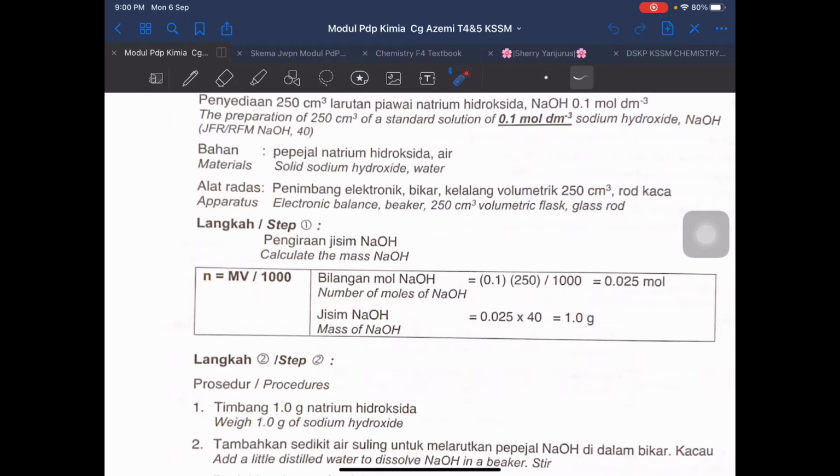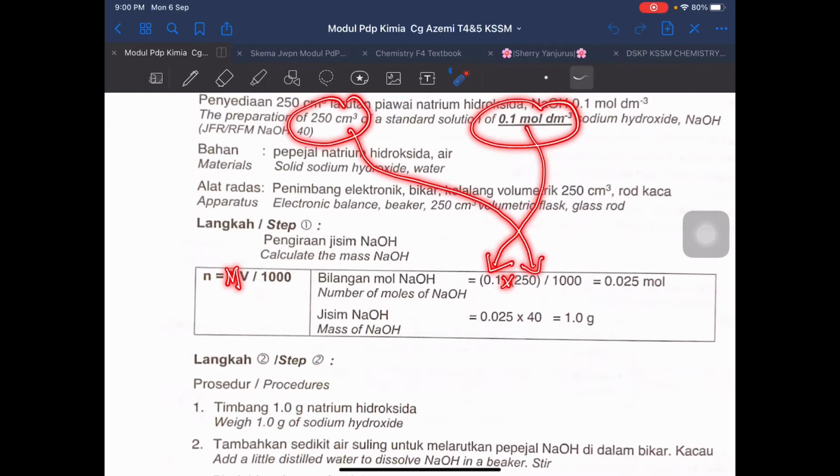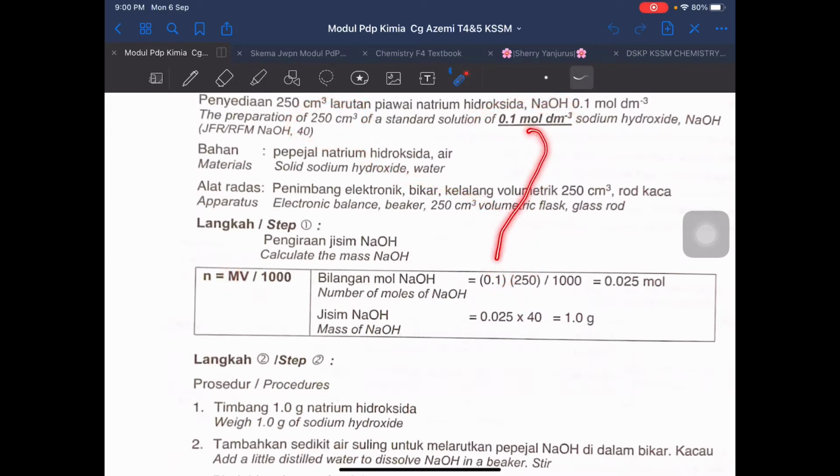So, what you do, you take the M. Capital M is molarity. Here is the molarity. Put here. Times, darab dengan dia punya isi padu. Okay, this is the volume needed. Kedua-dua ini diberi. Kedua-dua ini sudah diberitahu. So you just need to put in the formula and then bahagi 1000.